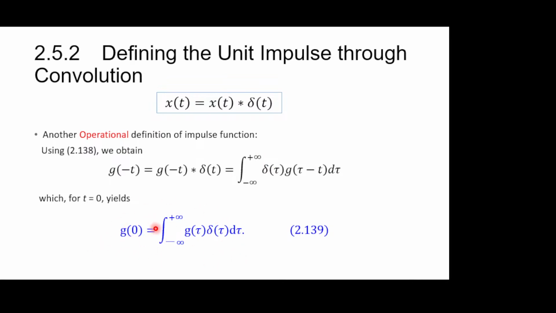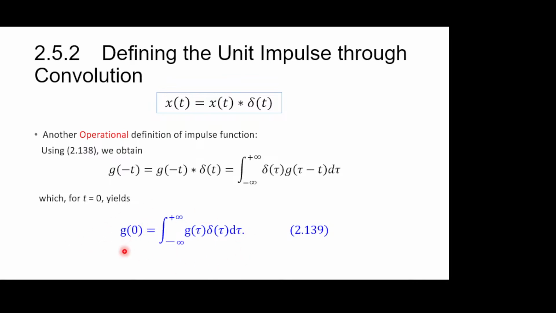g of 0 will equal the integration of g of tau, delta of tau, d tau. So this is like a shifting property. You multiply g of tau with delta of tau, then you integrate over, and you will always pick out the g of naught. So we can think of this as another operational definition of a delta function. You can define your delta function as a function where you multiply it with whatever function, and it will pick out the value at 0 of your function.